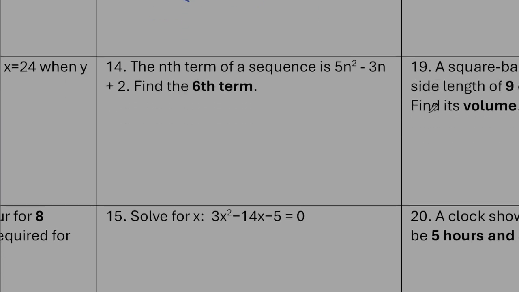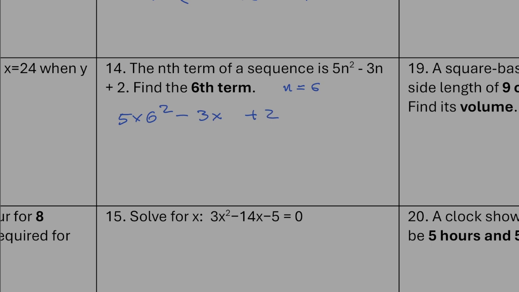Question 14. The nth term of a sequence is 5n squared minus 3n plus 2. Find the sixth term. So we're going to substitute n for 6. So n is going to be equal to 6. So that's going to become 5 times by 6 squared minus 3 times by 6 plus 2. So 6 squared is 36, so 5 times 36, minus 3 times 6 for now, plus 2, so I've just dealt with the indices there.